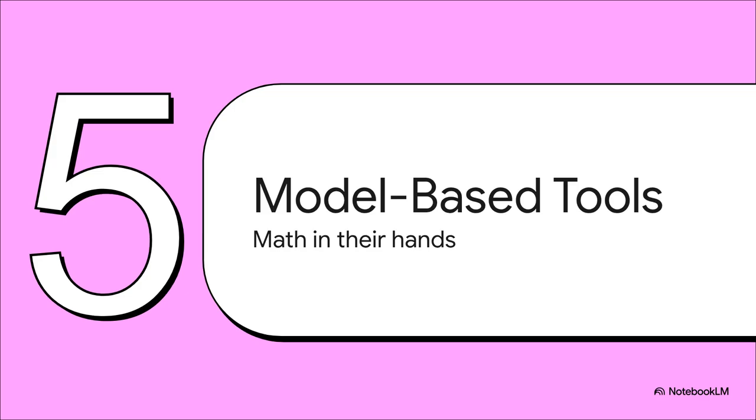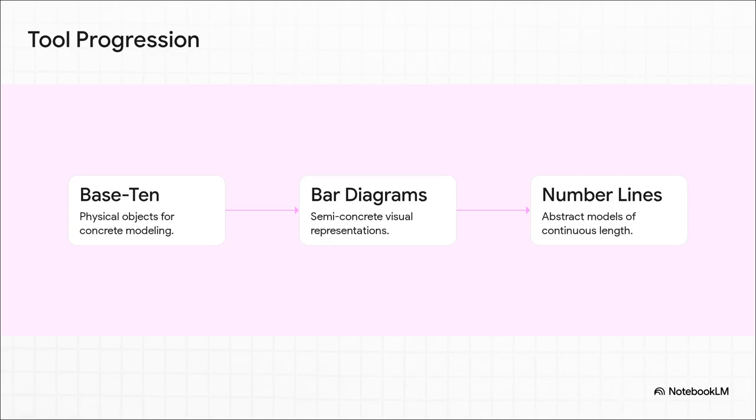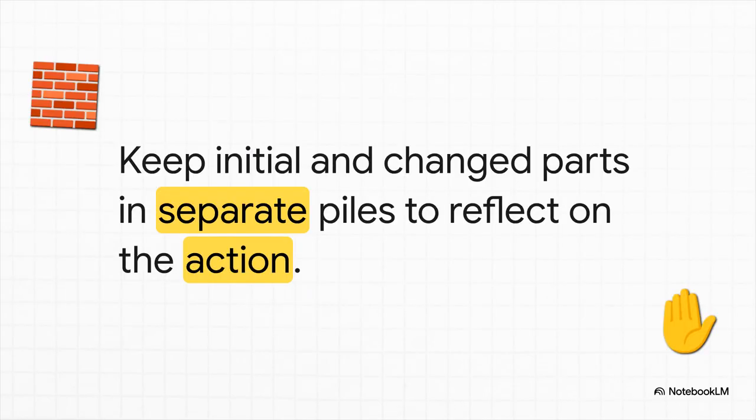All right, our final section, number 5, using model-based tools, helping them hold the math right in their hands. We want to logically walk students through a very specific progression here, moving from concrete physical objects to semi-concrete visual models. It's a journey from things they can touch to things they can draw, all the way to abstract representations of distance and magnitude. Starting with physical blocks, like base 10 materials.